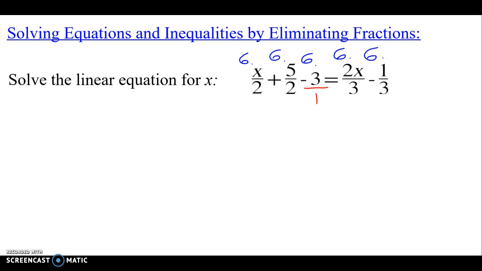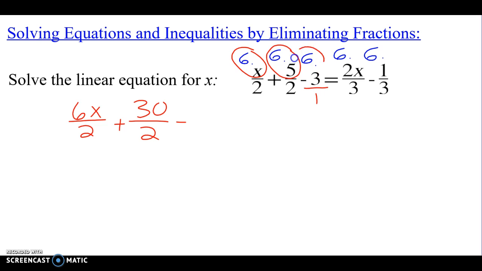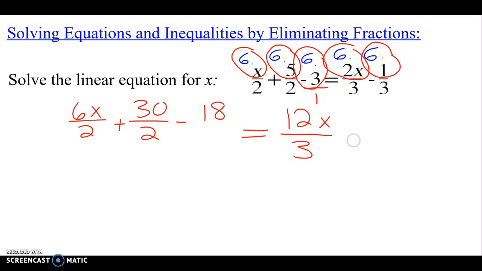So starting off, what is 6 times x? 6x over 2, right? Now some of you can probably skip this step and you see what's going to happen. But now the next one, what is 6 times 5? 30 over 2, minus 6 times negative 3 would be minus 18, which is over 1, equals 6 times 2x, 12x over 3, minus 6 times 1 is 6, over 3.